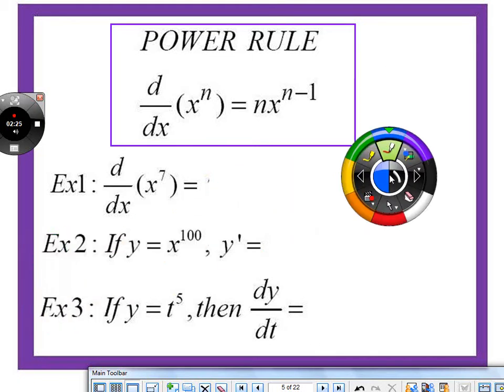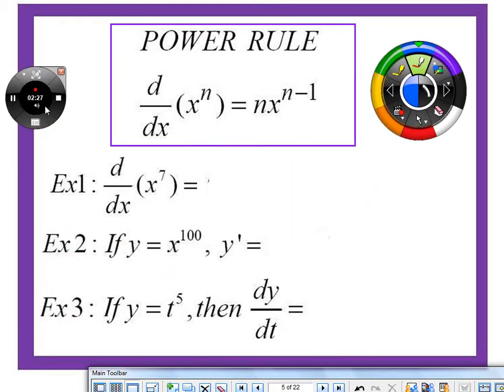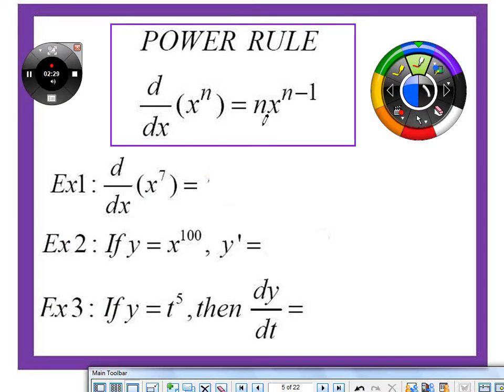Alright, here's the big rule of the section. It's called the power rule, and we'll use this for the rest of the year. When you find the derivative of a function like this, whenever it's a polynomial function, whenever it's x raised to a power, then every time you take whatever this power is, you bring it to the front, you rewrite the x, and then you reduce this power by 1. So whatever that power is, you just reduce it by 1.